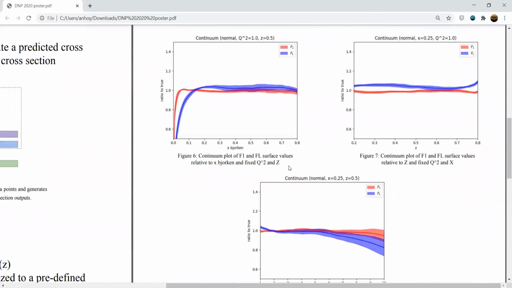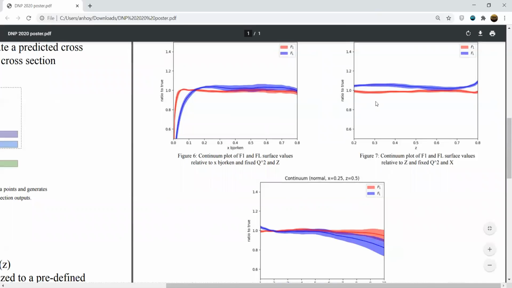These plots are continuum plots, which show the ratios between the true and predicted F1 and FL, or structure function values, relative to a specific kinematic variable. So in this case, you have x, in this case, you have z, in this case, you have q squared. These are also pretty good. They tend to center around 1. However, there are some problem regions.